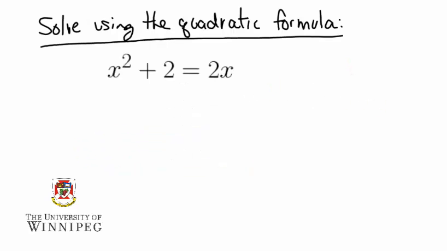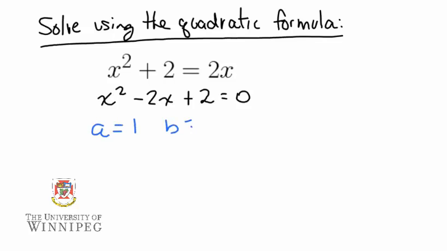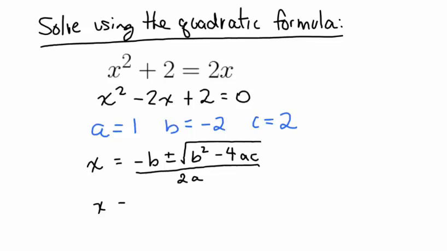In our second example, we have x squared plus 2 is equal to 2x. In this case, we can't apply the quadratic formula yet because our quadratic equation is not in standard form. So I'm going to subtract 2x from both sides. Now that we have standard form, we can list the values of a, b, and c. And we can go ahead and start making some substitutions into our quadratic formula.